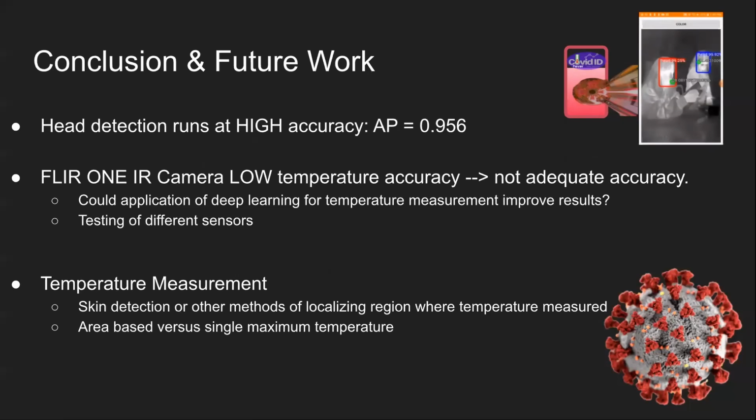Possible solutions to this problem could be using further applications of deep learning on the temperature measurement data to potentially correct for the inaccuracies of the sensor and improve results, or testing the system with different sensors altogether.